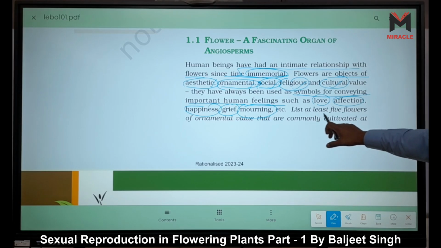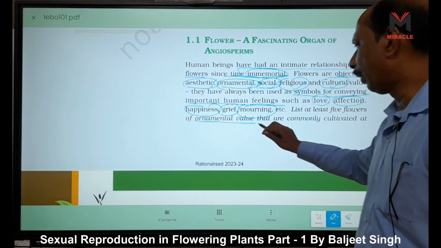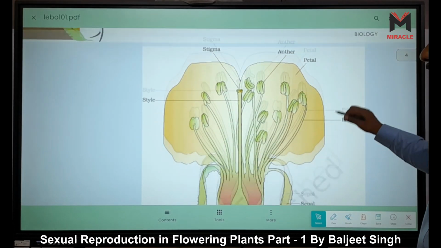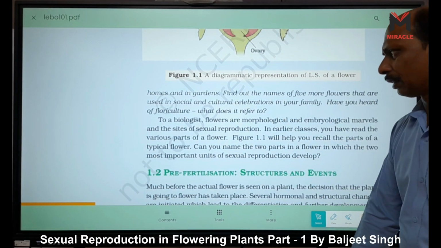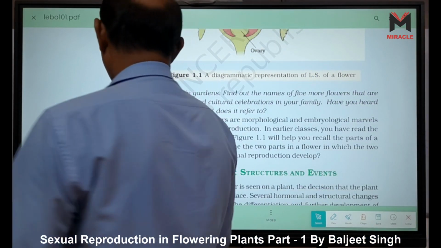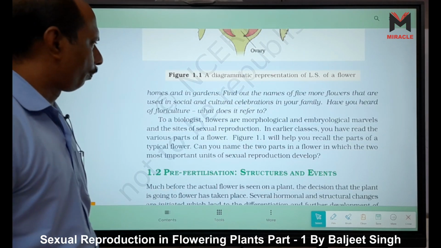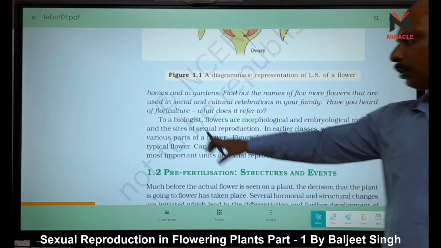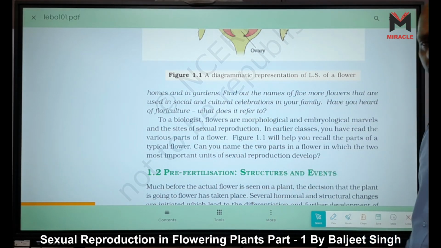Now here is given: list at least 5 flowers of ornamental value that are commonly cultivated at homes and in gardens. You can understand, you can write 5 flower names, right? I did not think that I have to tell you. Find out the names of 5 more flowers that are used in social and cultural celebrations in your family.